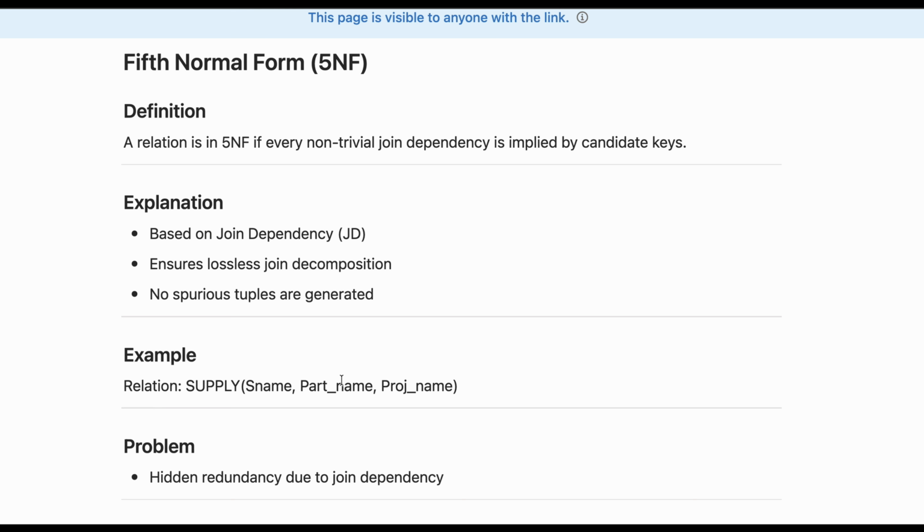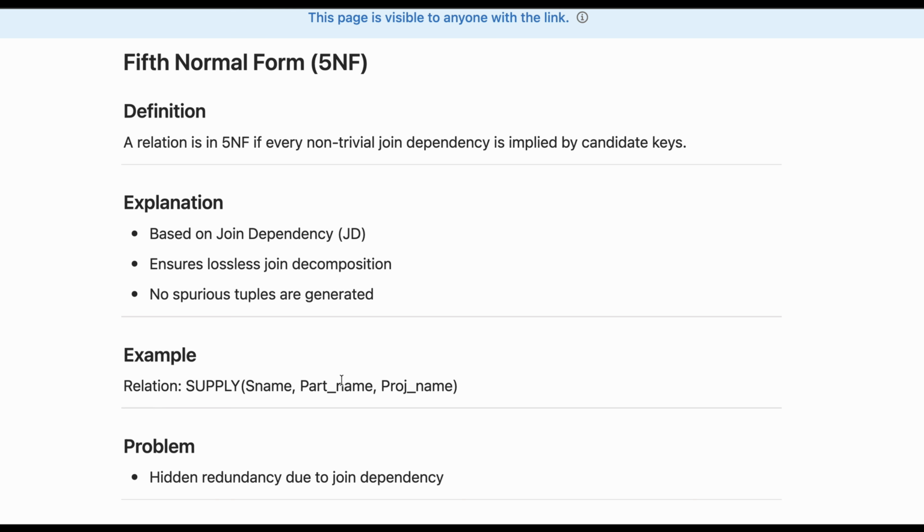A relation is in 5NF if every non-trivial join dependency is implied by the candidate keys. This means the relation cannot be further decomposed without losing information. Fifth normal form deals with the join dependency and ensures that no spurious tuples are generated. Let's take an example for better understanding. Here we are considering a relation supply with attributes supplier name, part name and the project name.